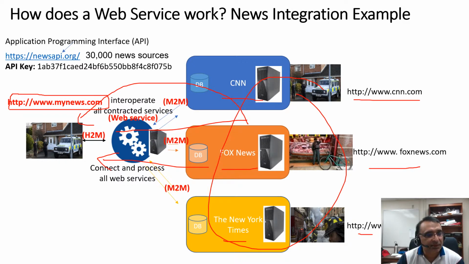By the way, the same thing is happening. There is a website called newsapi.org. They claim they have 30,000 resources. Imagine CNN is one resource. So they have 30,000 contracts with different companies. The way is you will go to their website, register there free of charge, and generate an API key. You will put this API key in your website. It is like a key, as it says, API key.